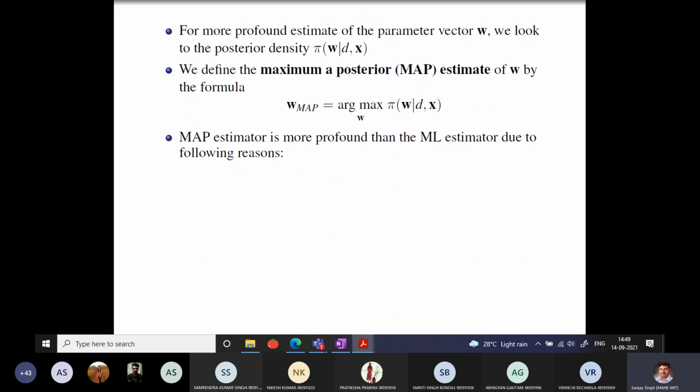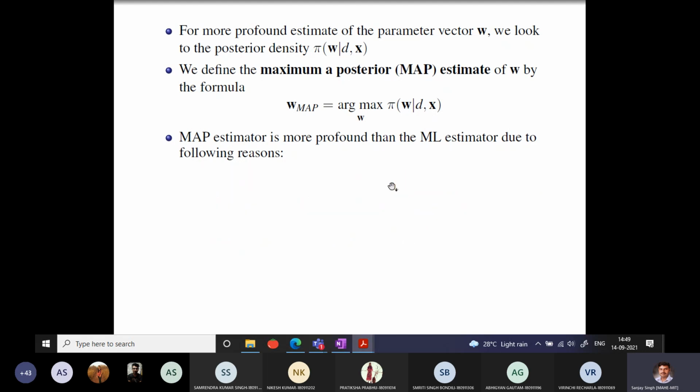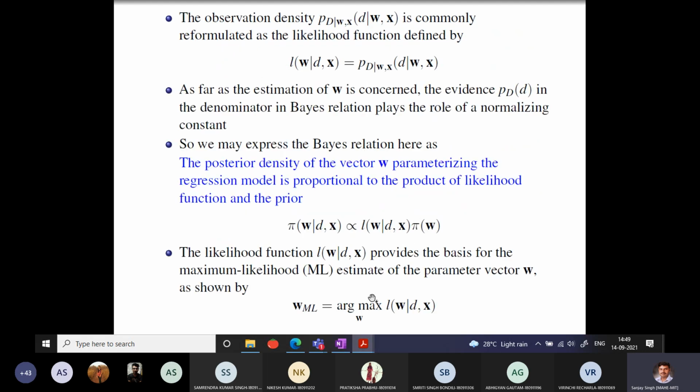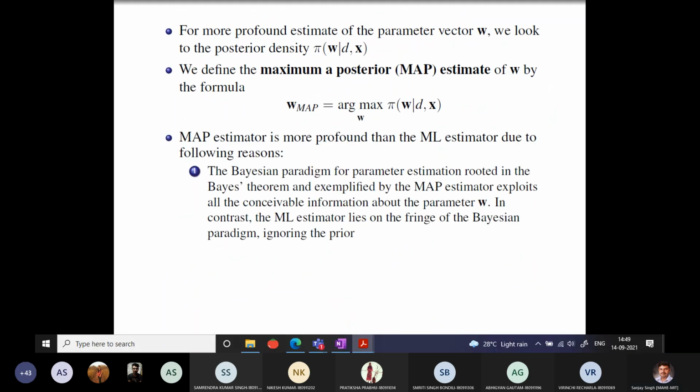So you are also considering all the conceivable information about the parameter W. Even that is taken into account. In contrast, as I mentioned, the ML estimator lies on the fringe of the Bayesian paradigm, ignoring the prior. Prior is not considered here. Only this likelihood function is considered. But when I take the MAP, the entire part, even pi of W, is also considered. That's why we say it's a more profound estimate.